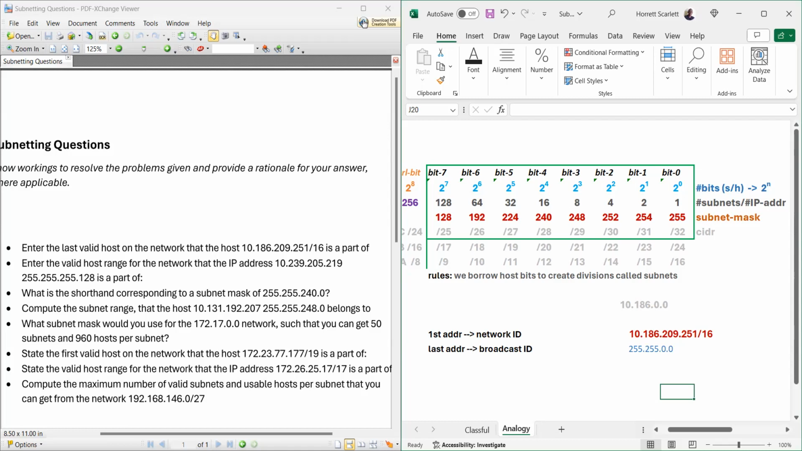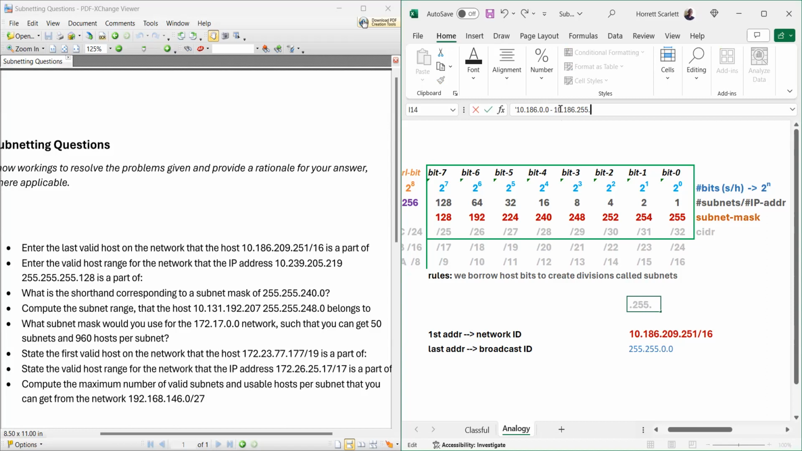So the question then becomes, what is the last IP address in this range? What is it? So would it be 10.186.255.254? No. I asked you, what is the last IP address in the range? You have to listen carefully to what I'm asking.